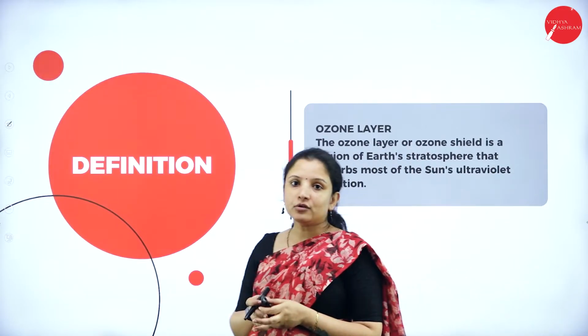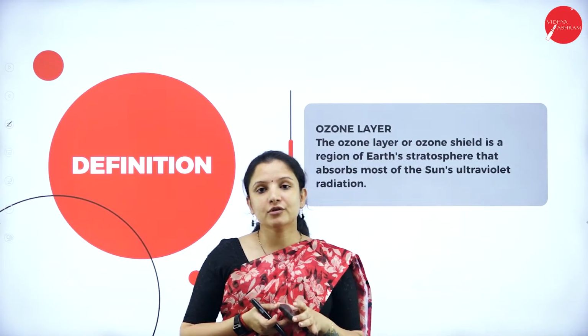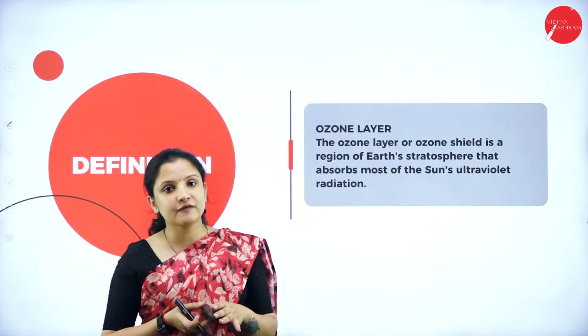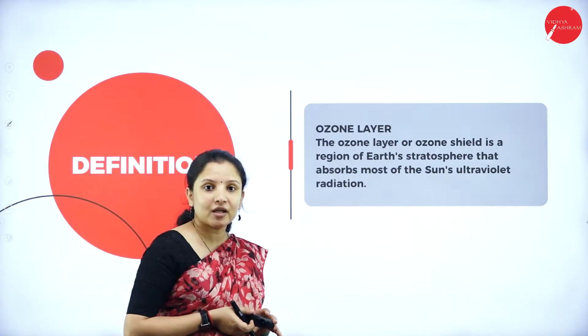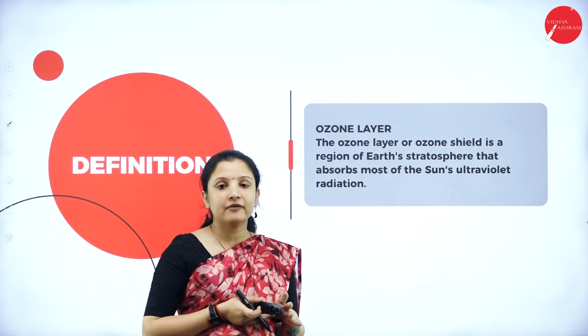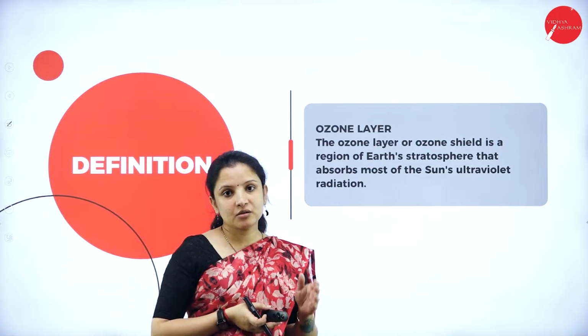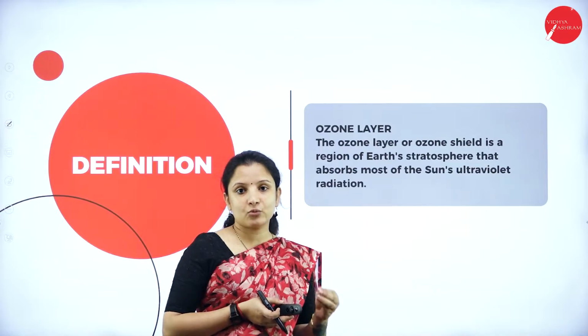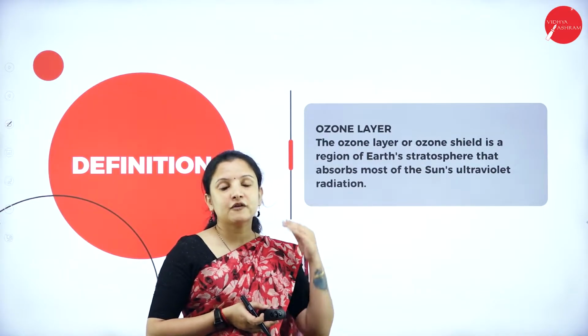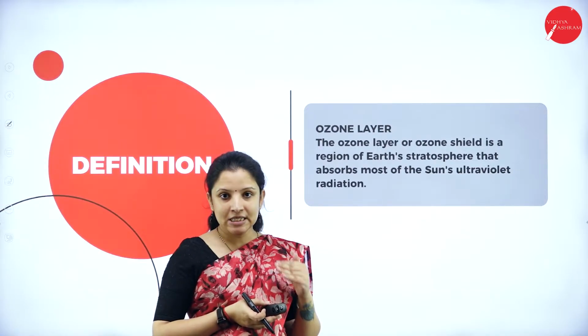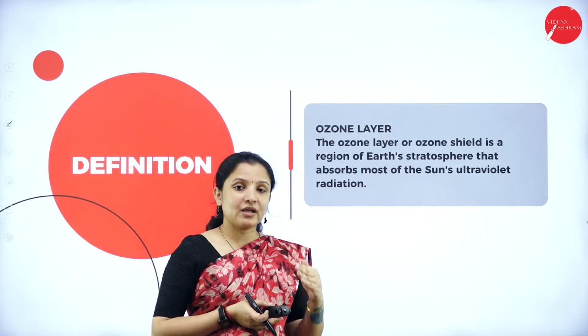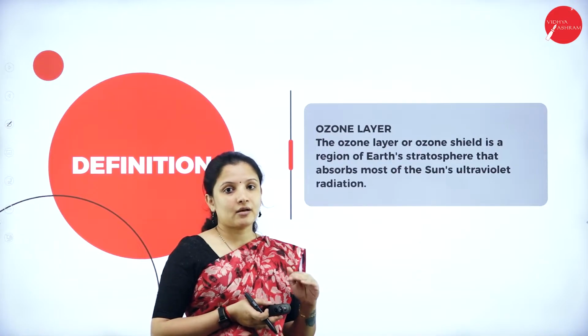Next, talking about the ozone layer. Ozone is made up of three molecules of oxygen. This layer is very important for the earth and for the inhabitants of the earth, because the ozone layer is the one that protects the earth from the entry of the UV radiation given out by the sun. So ozone is a very important layer around the earth.